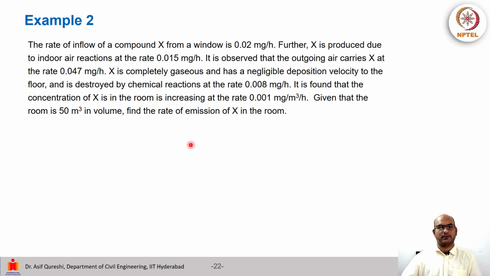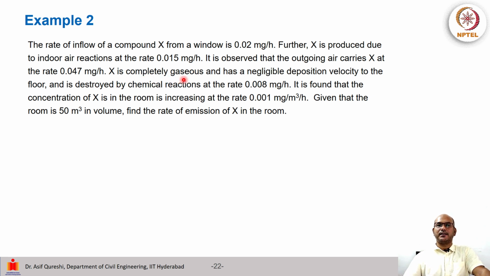Now we have another example. The rate of inflow of a compound from a window. Again we are talking about an indoor room, and air is coming, and together with the air X is coming, and this rate is 0.02 milligrams per hour. Then X is produced due to indoor air reactions at 0.015 milligrams per hour. So that is the production term. It is observed that outgoing air carries X at the rate of 0.047 milligrams per hour. So this is our outflow.